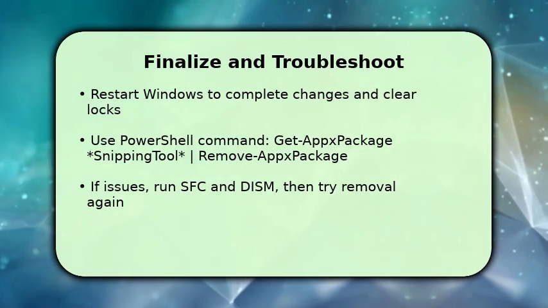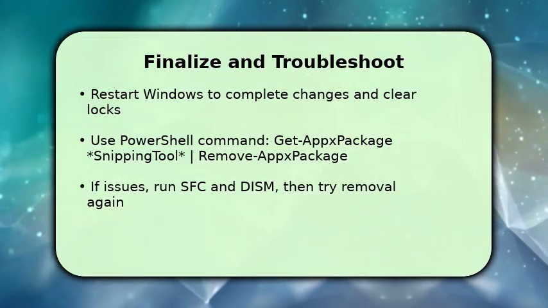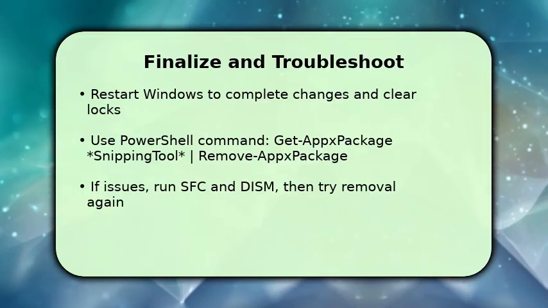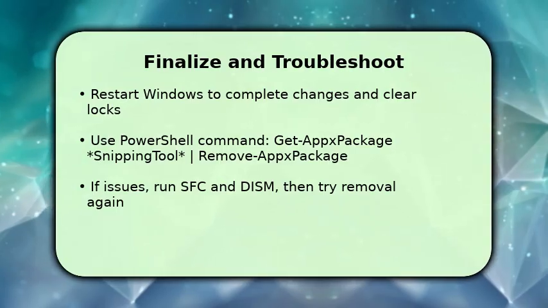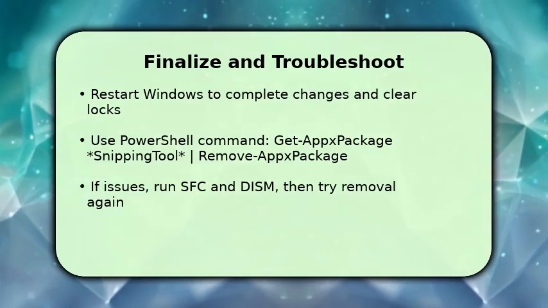If the Snipping Tool persists, run System File Checker and DISM to repair system components, then attempt removal again. This fixes integrity problems that commonly block uninstalls and makes sure the removal sticks.